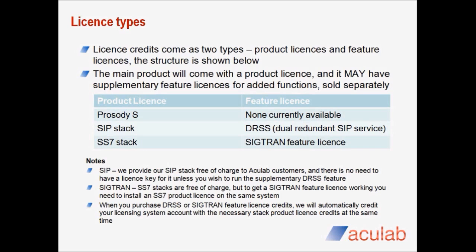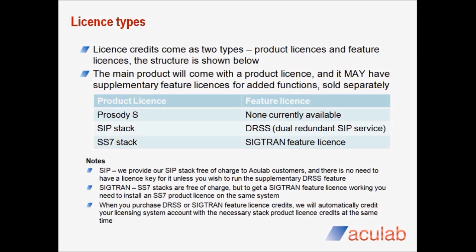Just a couple of bullet points on license types, and this is quite relevant to SIGTRAN in particular. So we have two main types of license: a product license and a feature license. And in terms of SIGTRAN in particular, SIGTRAN is a feature license of SS7. So the SS7 is the product and the SIGTRAN is the feature.